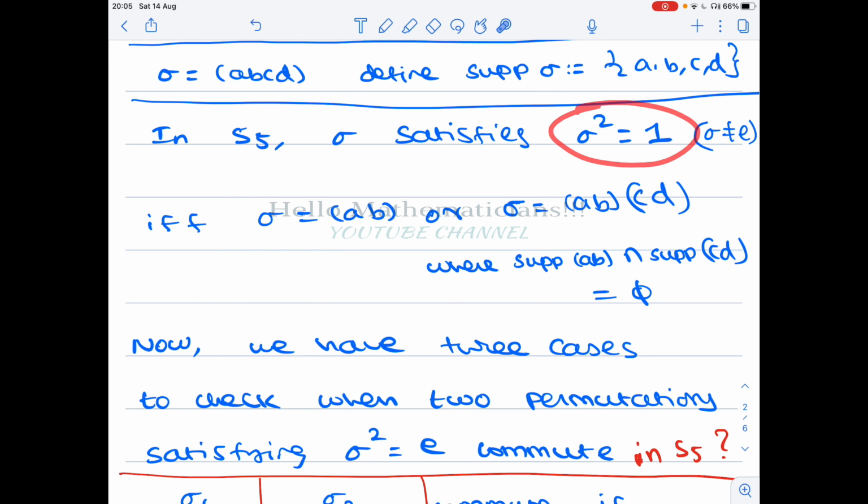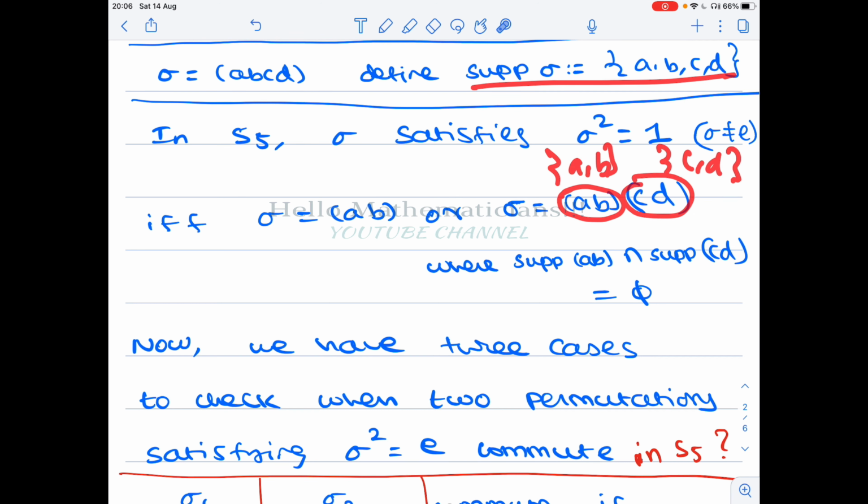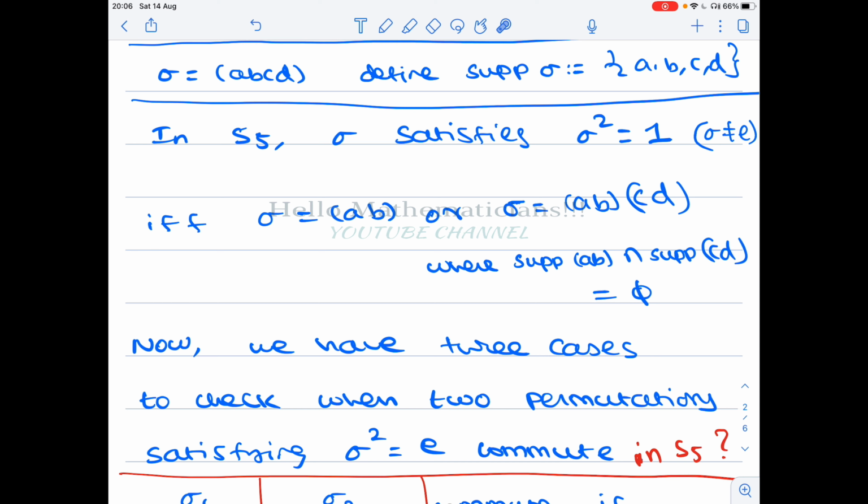Sigma is an order 2 element in S5 if and only if sigma is either a 2-cycle or a product of two disjoint 2-cycles. This follows from the fact that the order of a permutation is the LCM of the lengths of its disjoint cycles. Disjoint means that their supports are disjoint. This cycle has support {a, b}, this cycle has support {c, d}. So disjoint cycles means that these two sets are disjoint, their intersection is empty. So this is our observation.